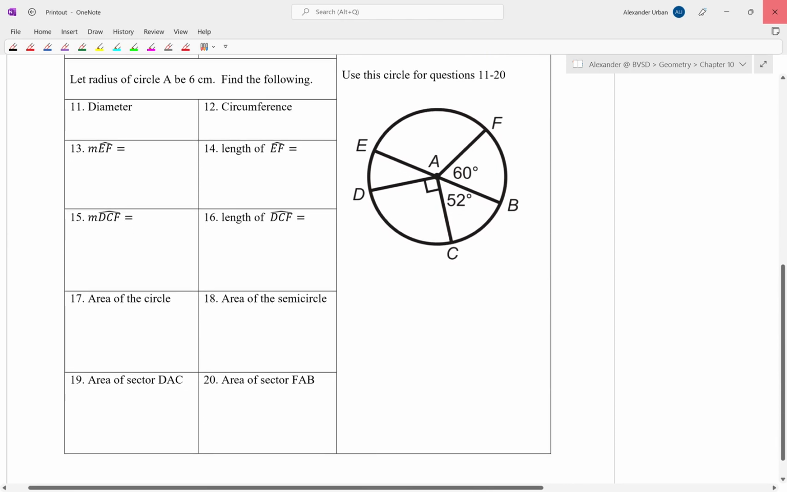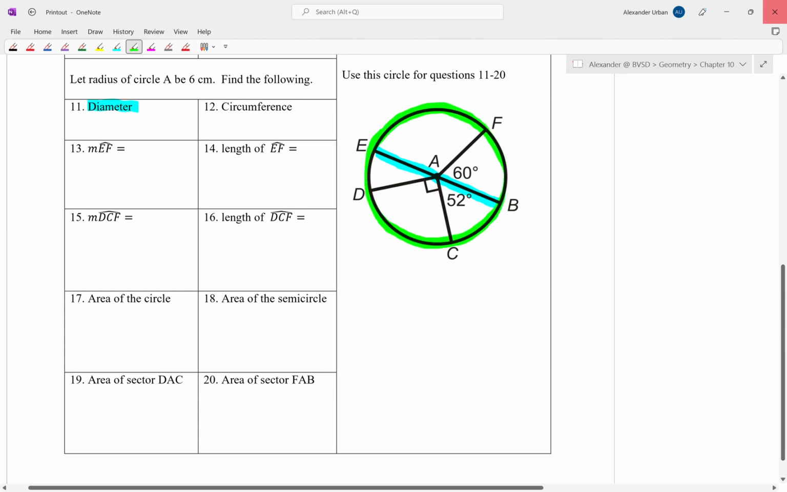You can always pause this, rewind it, and rewatch. But we're going to talk about diameter. That's going to be important. Diameter is going to be all the way across. So we want to name one. We want to find the circumference. Circumference is going to be the entire outside of our circle.